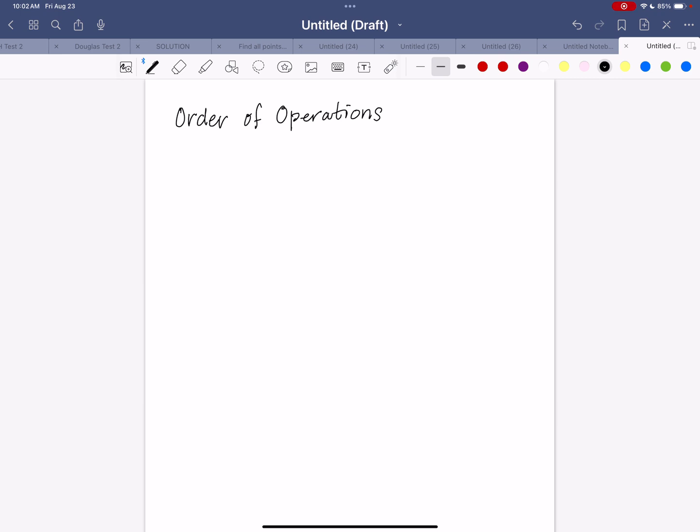When you have more than one operation, and what are operations? Well, you've got addition, subtraction, multiplication and division, right? So those are your typical four operations, but we also have exponents and grouping symbols. So when you have a problem that has a combination of these, you have to know which ones to do first. So here are the rules.